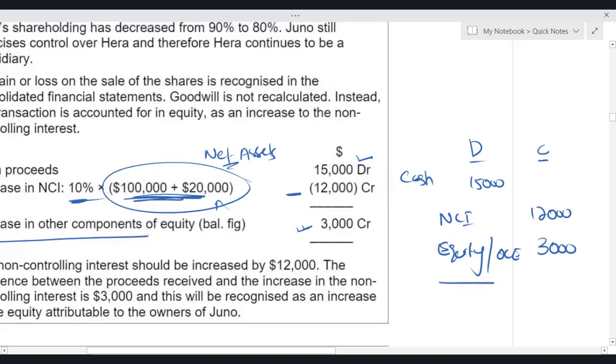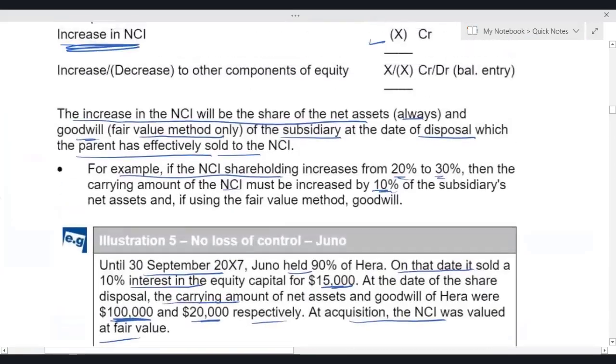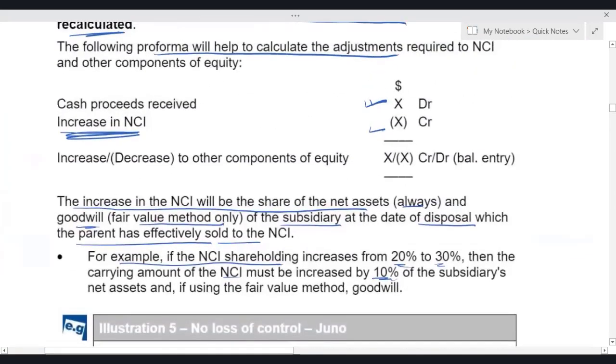And look at this. Again, a very important concept. The increase in NCI will be the share of net assets always and goodwill. But look at this, what is written? Fair value method only. So it means you will only consider the goodwill when it is the full goodwill method. In case of partial goodwill, you are not going to bring goodwill here. The increase in the NCI will be the share of the net assets always and goodwill only in case of fair value method of the subsidiary at the date of disposal, which the parent effectively sold to NCI.